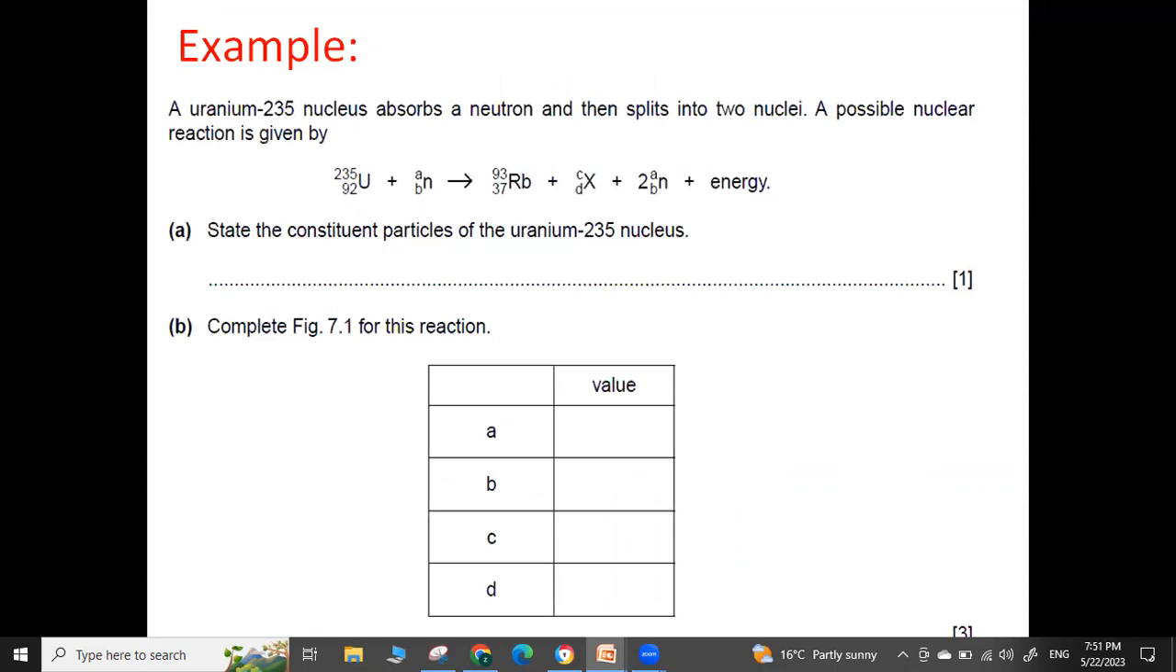Now, let's do some past paper questions related to these reactions. These are very, very easy questions. So let's check the first one. Example: a uranium-235 nucleus absorbs a neutron and then splits into 2 nuclei. A possible nuclear reaction is given like this. And question A: state the constituent particles of uranium-235 nucleus.